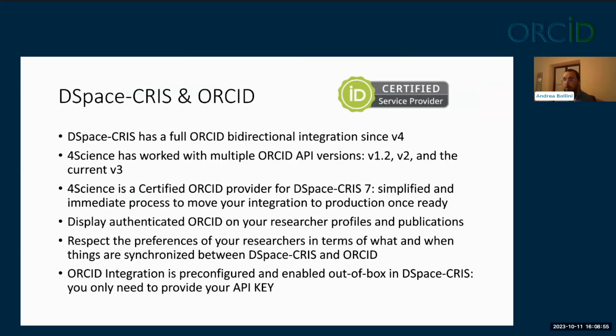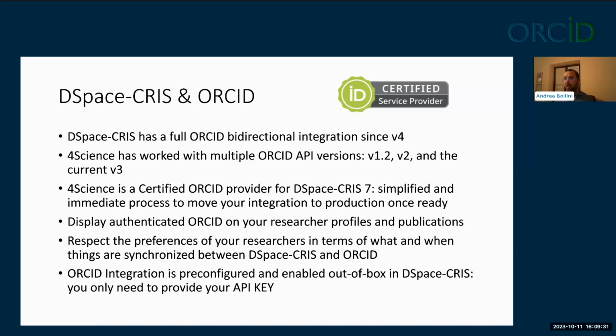Our collaboration with ORCID started several years ago, and in regard to DSpace-CRIS, DSpace-CRIS has a full ORCID bidirectional integration. That means we can get data from ORCID and we can push data to ORCID since version 4 of DSpace-CRIS. We have worked with almost all the API versions of ORCID. We started with version 1.2, we moved to version 2, and we are currently on version 3, the current one.